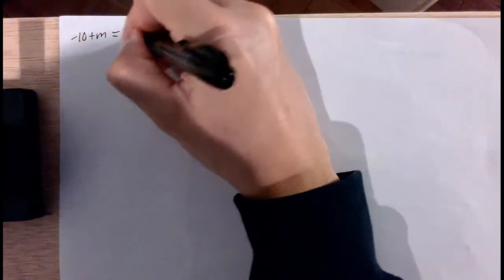In this video, we're going to be looking at solving equations with variables on both sides. Specifically, we're going to be looking at special cases. So the first problem, I have negative 10 plus m is equal to m minus 6.